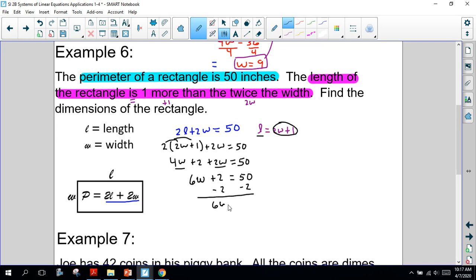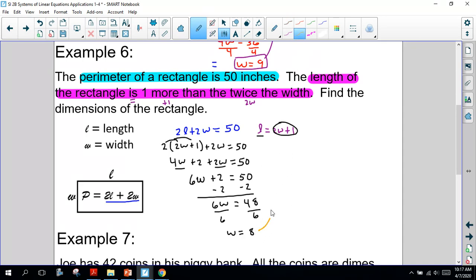6W equals 48. And when we divide each side here by 6, the width of my rectangle is going to equal 8. All right, so the width is 8.